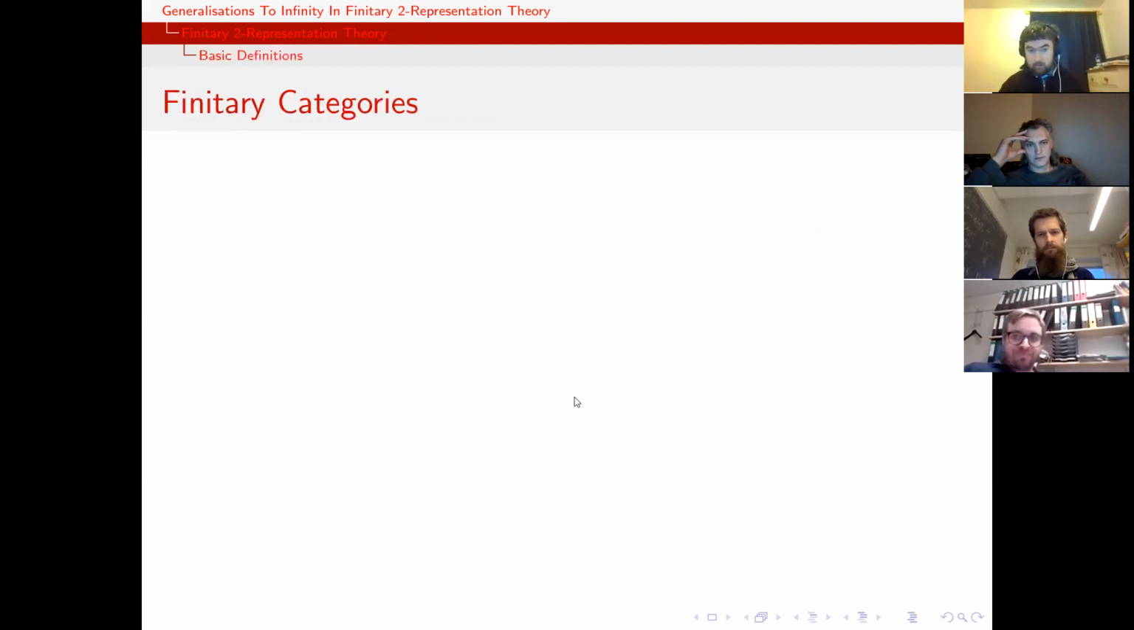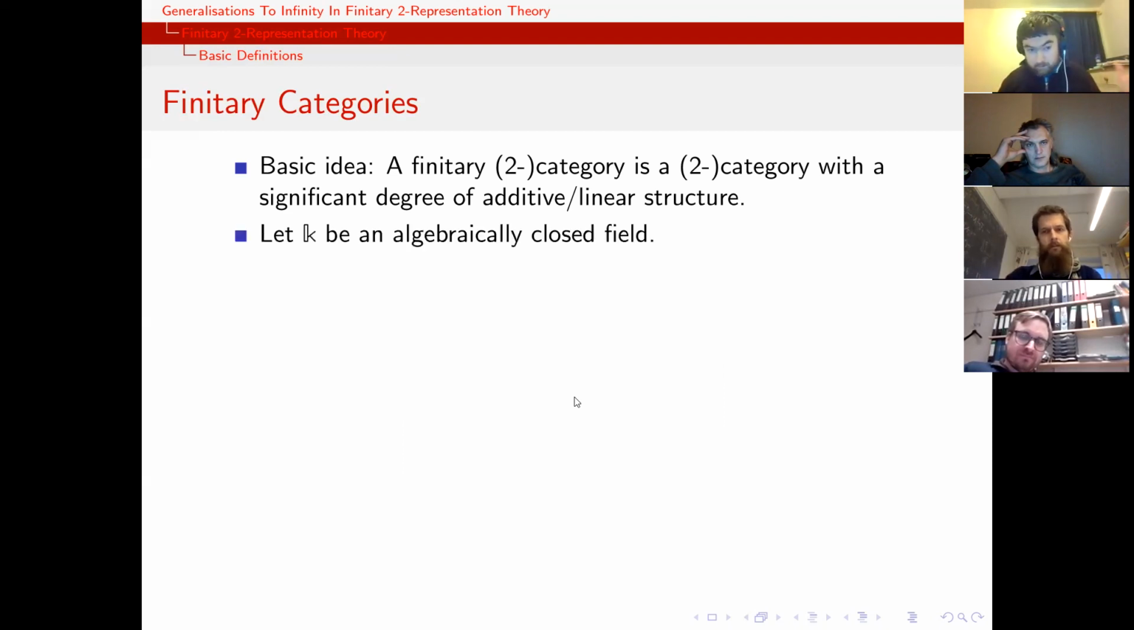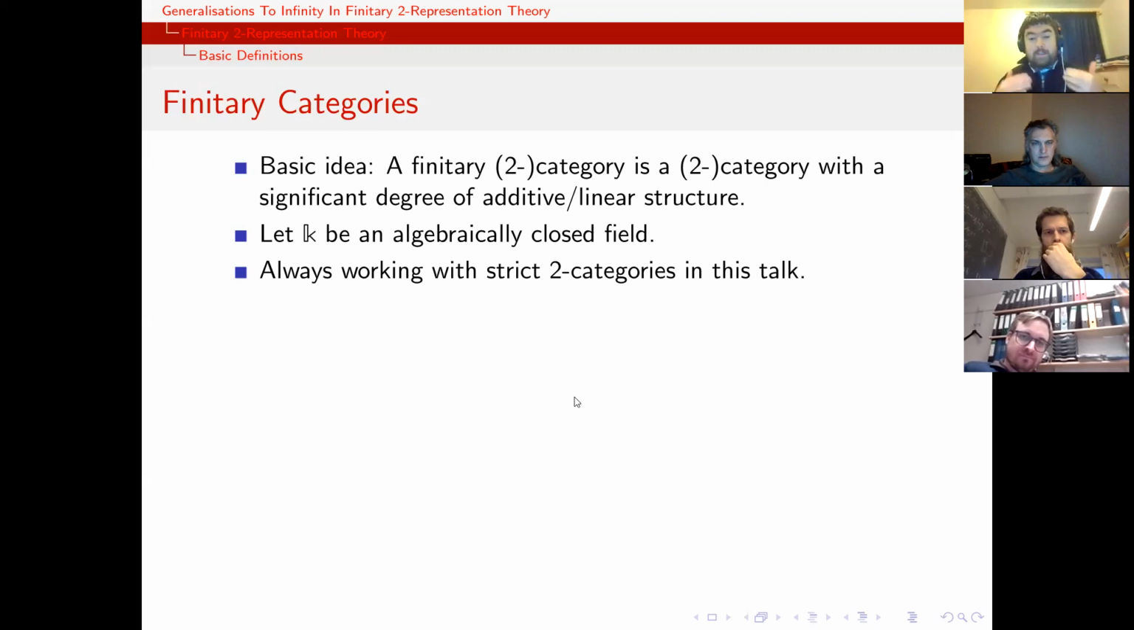So if we want to define finitary two categories, it turns out we need to start by defining finitary categories. So the basic idea is a finitary category or two category is a category or two category where we have a significant degree of additive or linear structure. So some notational stuff. We will always work over an algebraically closed field, primarily to make some of our examples work nicely. And we will always be working with strict two categories.